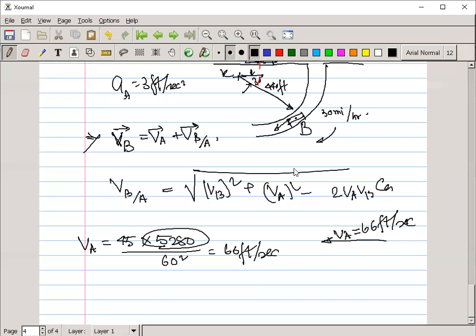Now, as this has an angle of 30 degrees and a radius of 440, car B has a velocity in this direction. VB is given in the question as 30 mile per hour. So 5280 divided by 60 square, it will come around 66 divided by 45 into 30. It will give us 44 feet per second.